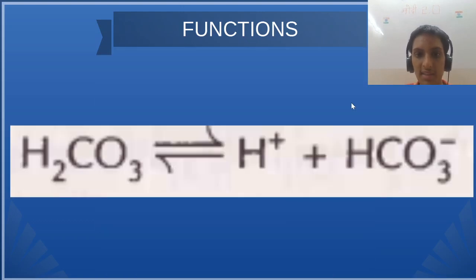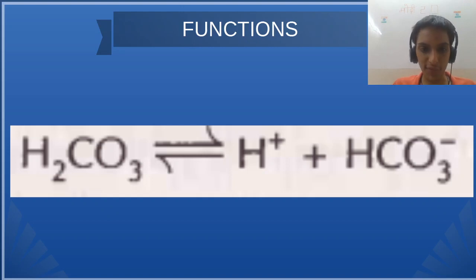Now let us see the buffers. We will see three main buffers: bicarb, phosphate and protein. Before that, a small introduction regarding the buffers. A buffer is a combination of a weak acid and its conjugate base. And please note that even the converse is also true. Here we will see bicarb, phosphate and protein buffer in detail.